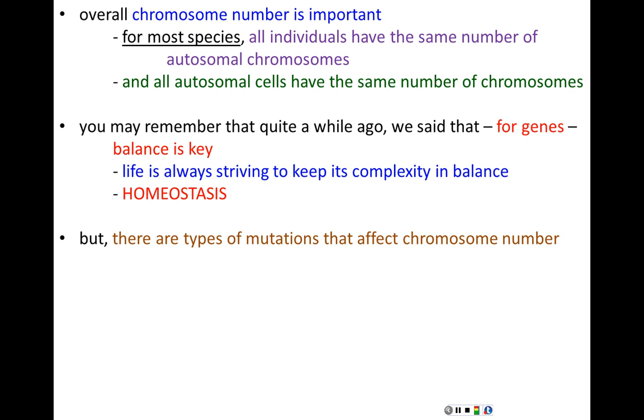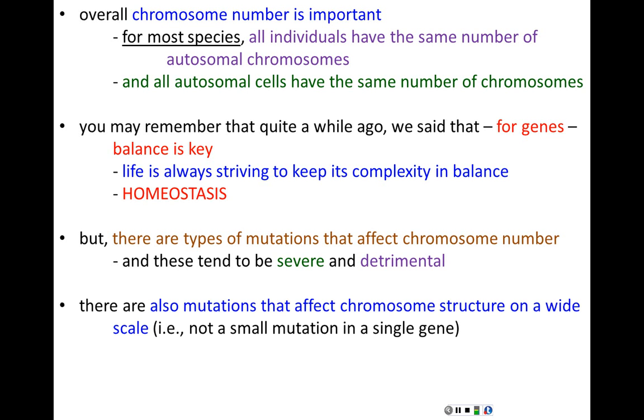But sometimes things go wrong. And when things go wrong for DNA, we refer to that as mutations. So there are types of mutations that affect chromosome number and screw up this balance, screw up this chromosomal homeostasis. Because the balance is being perturbed and because the balance is so important, these mutations tend to be very severe and detrimental to the organism.